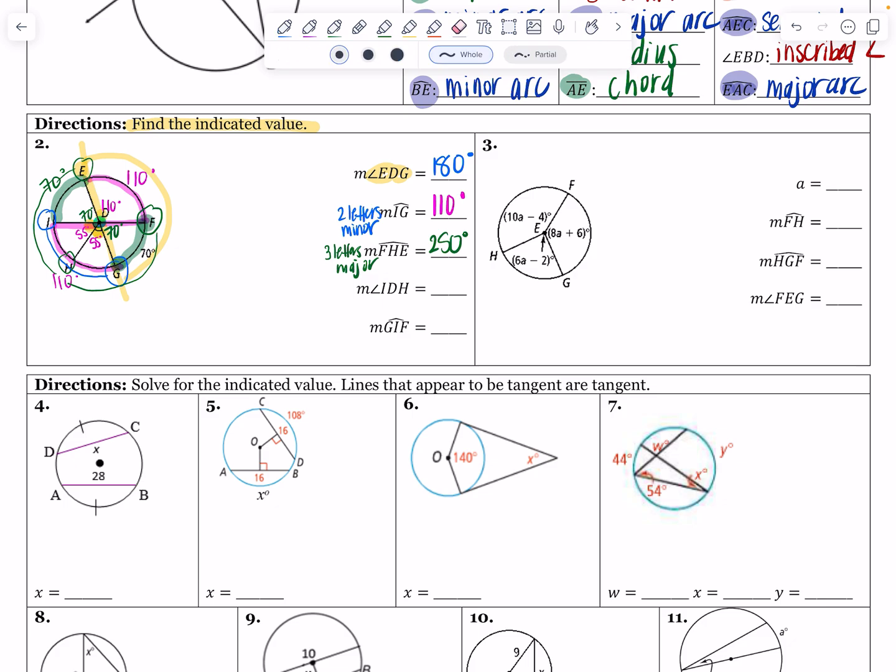Okay, how do we find angle IDH? This is an angle, so it doesn't matter how many letters it uses. I to D to H starts at I, goes into the center at point D, and then comes out. What is that angle? That is going to be a 55-degree angle.